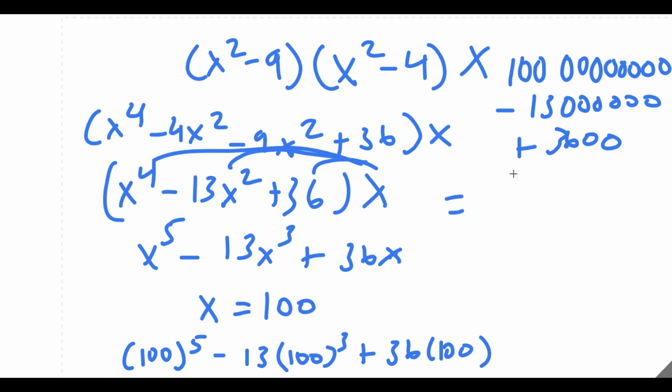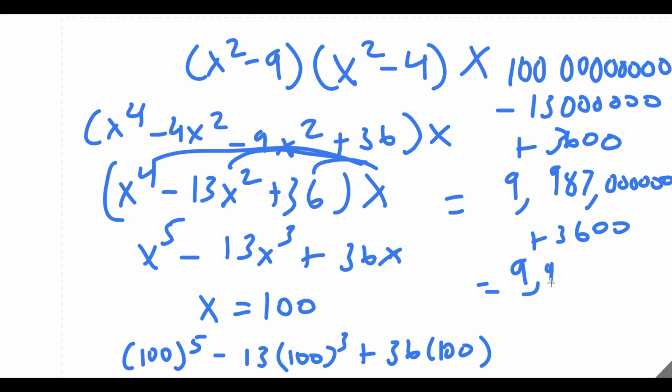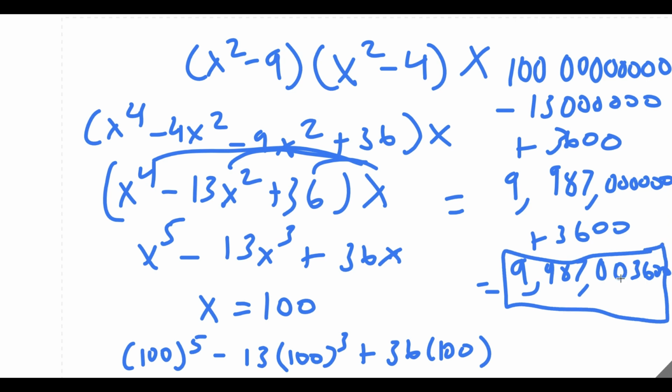Now this is equal to 9,987,000,000, and then plus 3600. So finally we will have 9,987,000,000 and then 3600. So that is our answer.